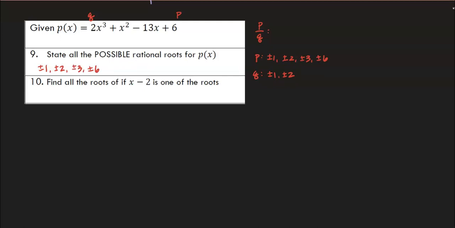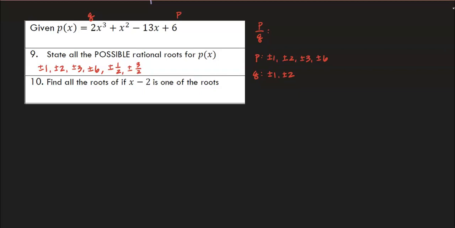If we make a denominator of 2, that's going to be plus or minus 1/2. 2 over 2 is just 1, which is already listed, plus or minus 3 over 2. 6 over 2 is 3, which is also listed. So there we go.